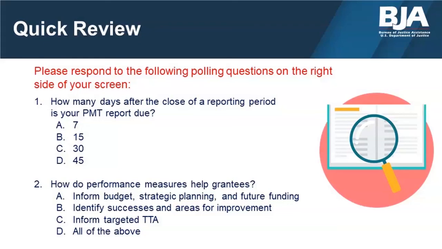So for question 1, how many days after the close of a reporting period is your PMT report due? The correct answer is C, 30. And for number 2, how do performance measures help grantees? The correct answer is D, all of the above.